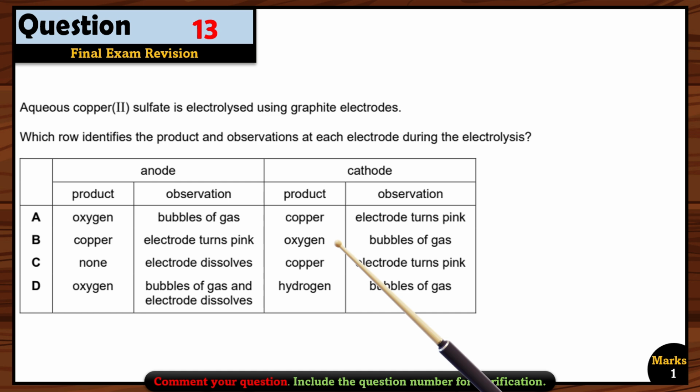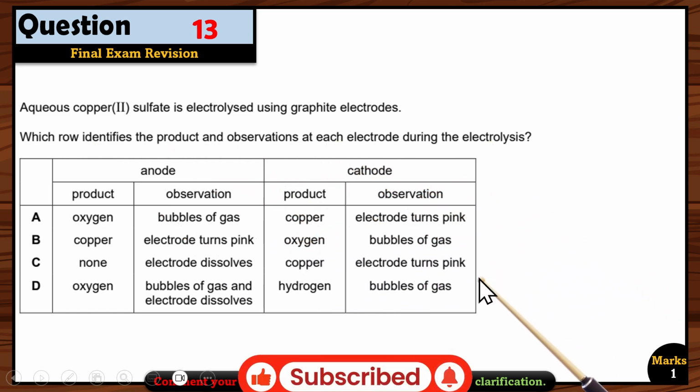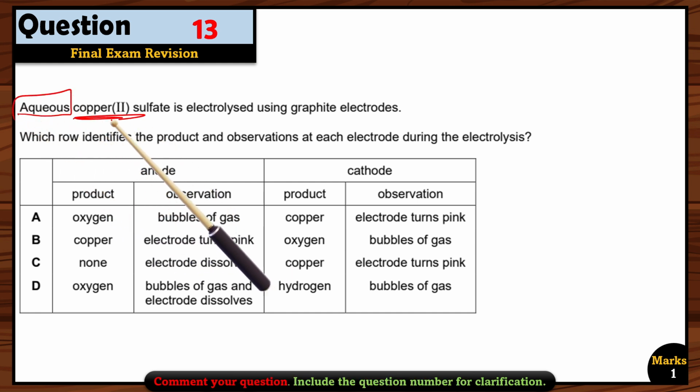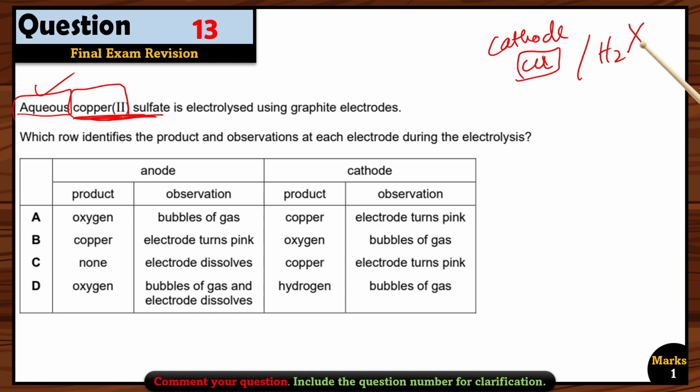Let's see question number 13. Aqueous copper sulfate is electrolyzed using graphite electrodes. Which row identifies the product and observation at each electrode during the electrolysis? So we have aqueous, right? But this is the main thing: we have copper now. And I already told you that when there is copper, then aqueous doesn't matter. For the cathode you will always get copper. So at the cathode you are going to get copper instead of hydrogen. You are not going to get hydrogen, even if it's an aqueous solution. Where can we see copper at the cathode? Yes, these are the only two options at the cathode.